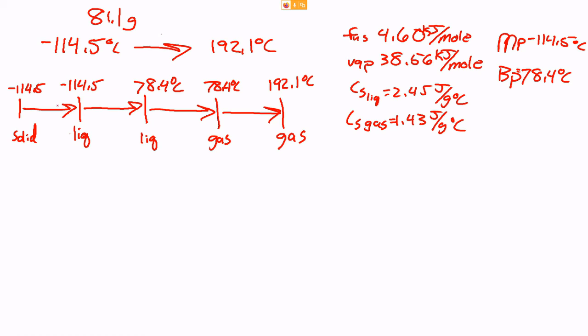So we have essentially four different regions where we're putting energy in. Two of these regions, we're putting energy in to change the phase. So that's these two regions here. We have to put energy in to melt it, and then we have to put energy in to boil it. And then in the other two, we're putting in energy to raise the temperature.